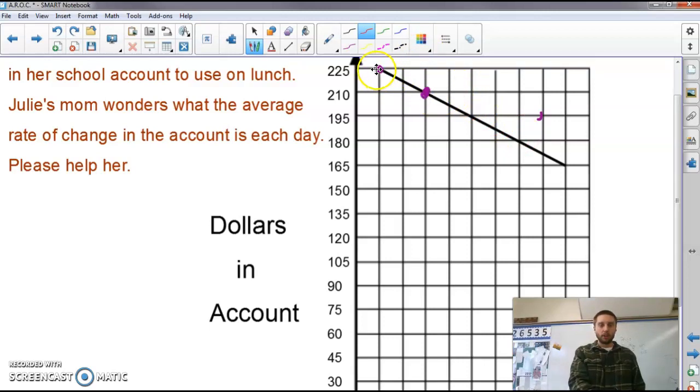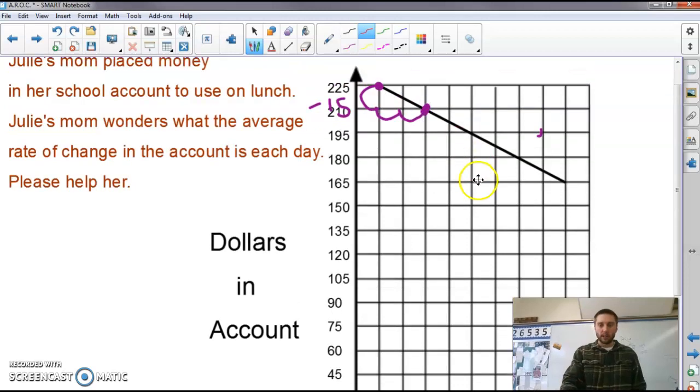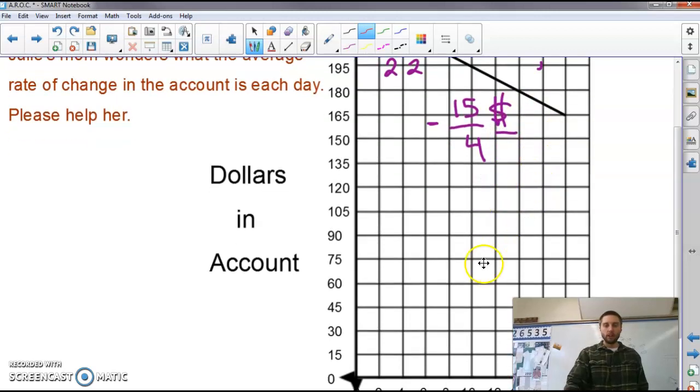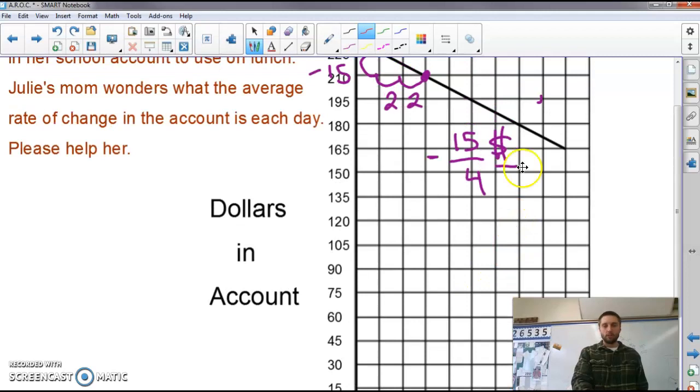Okay, so I'm going to start by counting down. How many did I go down? That's minus 15. So minus 15 over. So 2 jumps. How big is each jump? Ooh, I'm going up by 2's here. So this is over 2 and 2 over 4. So I went down 15 over 4. Okay, so now I need to know my units. My y value is dollars in the account. My x value, if I look, is days. So I have dollars over days.